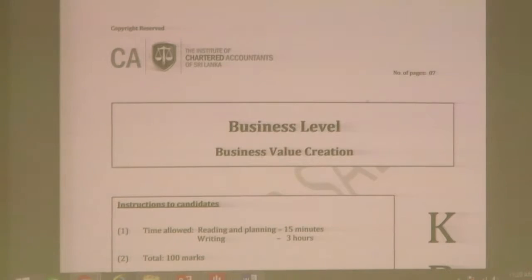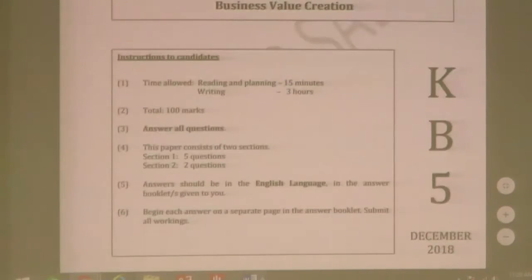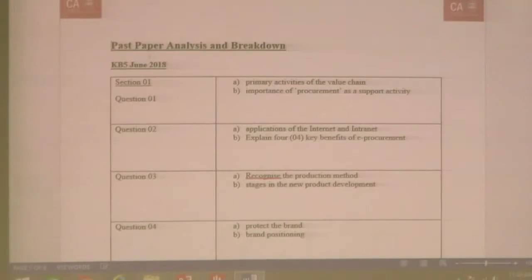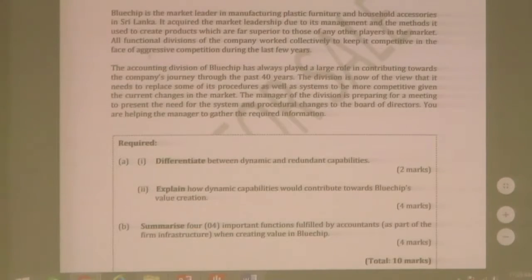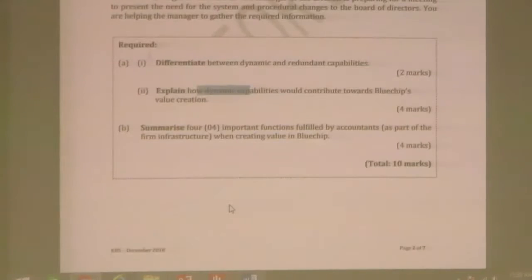Guys, let's look at the recent past, the 2018 December paper. As we saw in the answer, there is a question regarding dynamic and redundant capabilities. How do dynamic capabilities contribute towards blue chip value creation, and so on and so forth.